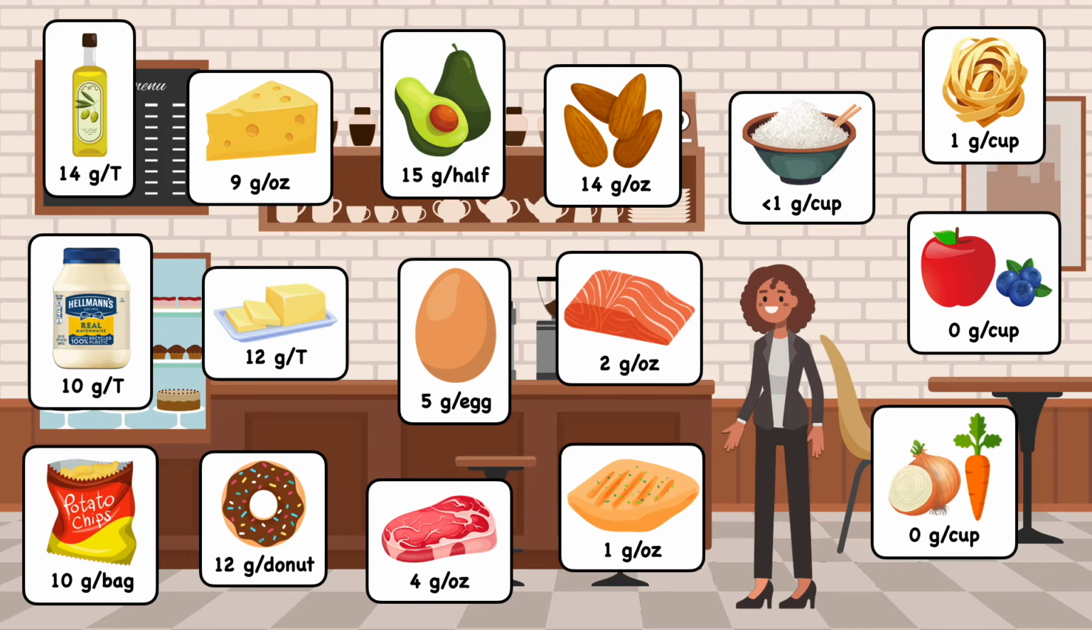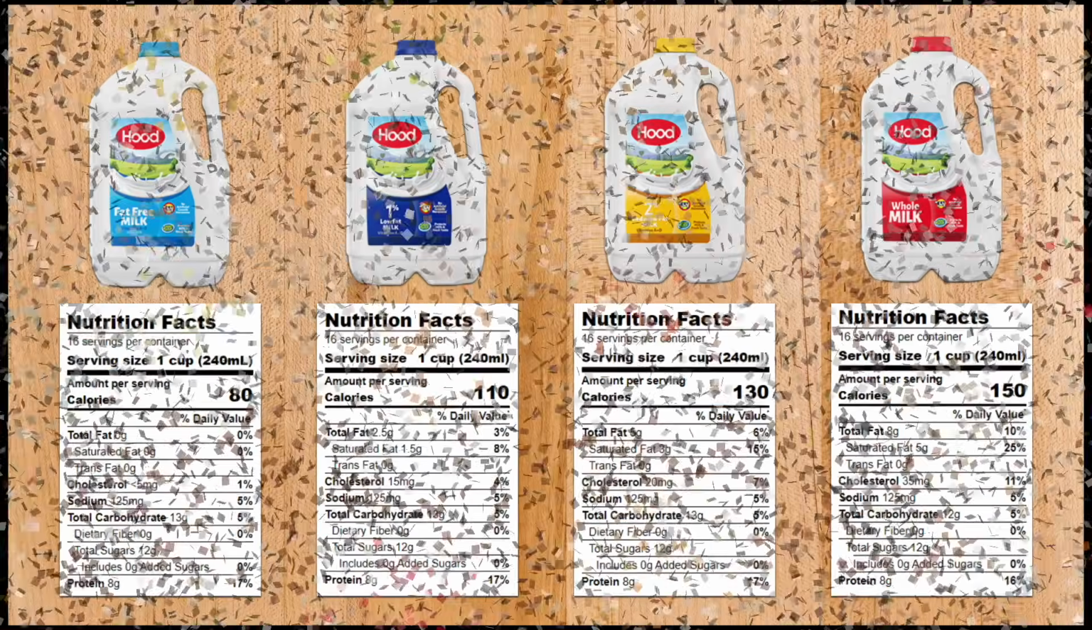As we reach the left side, we find the foods that are highest in fat. That includes vegetable oils and butter, which contain over 10 grams per tablespoon. Our least desirable sources of fat are so-called junk foods like chips and donuts.